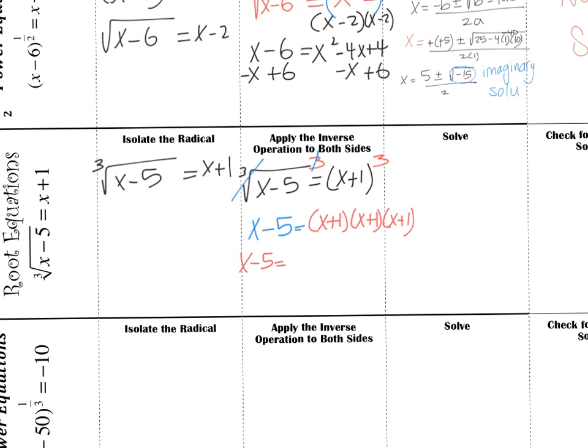Let's go ahead and FOIL the first one. X times x, that's an x squared. And then x times 1, that's an x. 1 times x, that's an x. And then 1 times 1, that's a 1. Now if you simplify that, that will end up being x squared plus 2x plus 1. And now you have to multiply it by the third x plus 1.